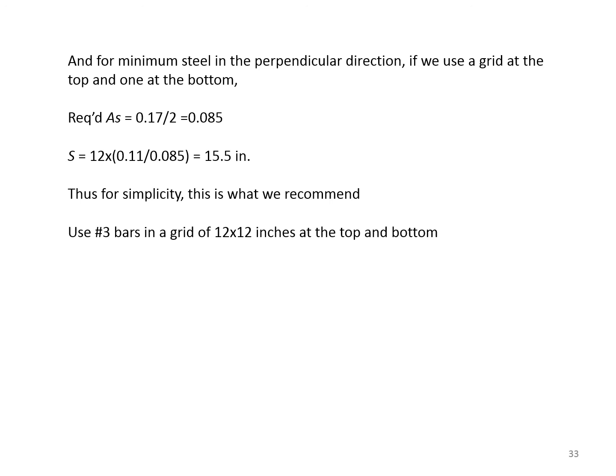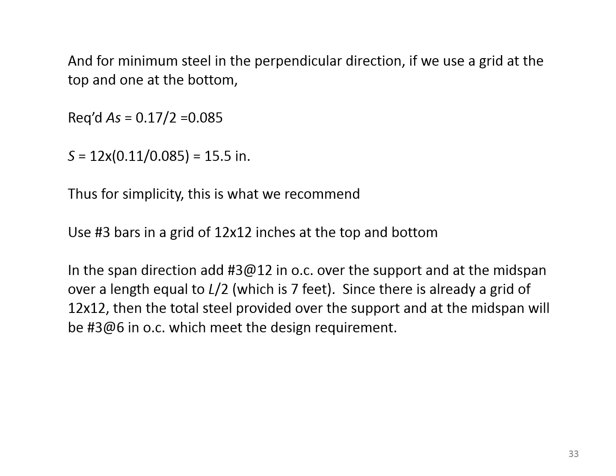Use number 3 bars in a grid of 12 by 12 inches at the top and bottom. This is like a base grid. In the span direction, we add number 3 at 12 inches on centers over the support and at the mid-span over a length equal to L over 2, which is 7 feet. Since there is already a grid of 12 by 12, then the total steel provided over the support and at the mid-span will be now number 3 at 6 inches on centers. Certainly that would meet the design requirement.